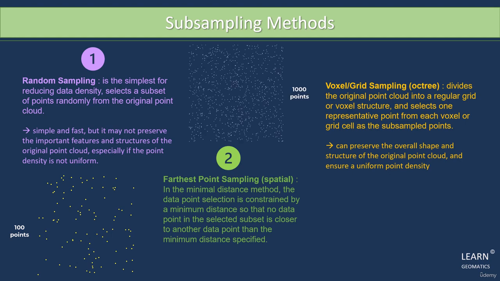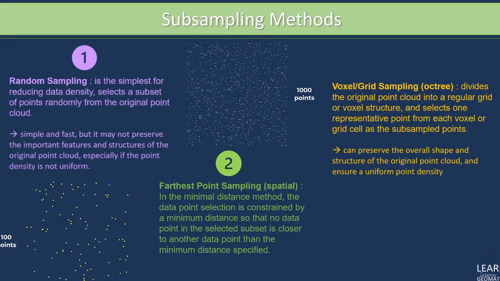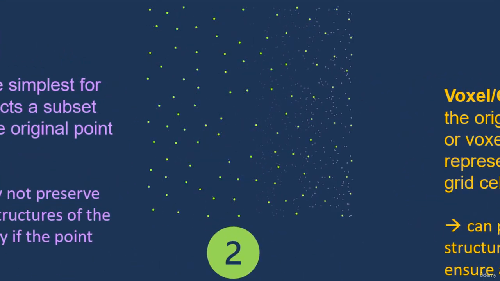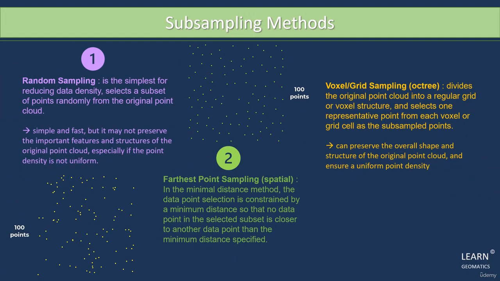Spatial subsampling. This method involves selecting points based on their spatial distribution or proximity to other points. Spatial subsampling can help preserve the local structure or density of the point cloud. However, spatial subsampling may require more computational resources and may be sensitive to the size and shape of the point cloud.